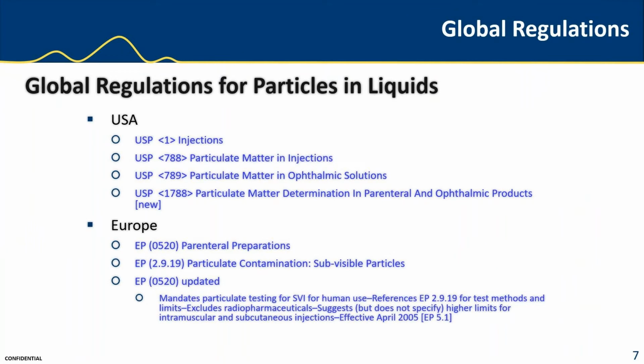I wanted to touch base a little on the new updated USP standard, the USP 1788, light obscuration method for determination of subvisible particulate matter. It was officially released in May of 2021. And USP 1788 is an informational chapter complementing the USP chapters of 787, 788, 789, and 1787.